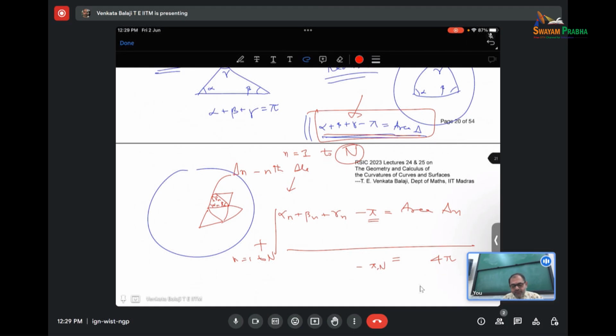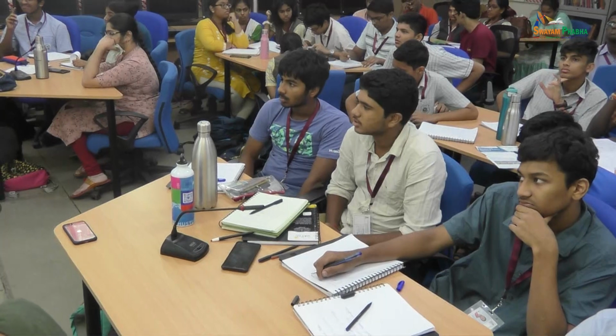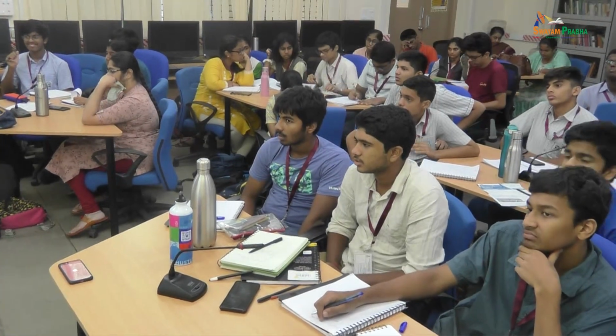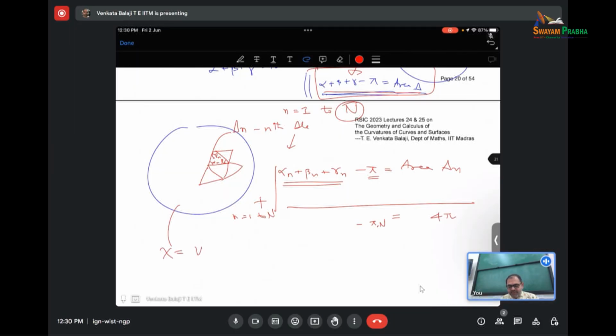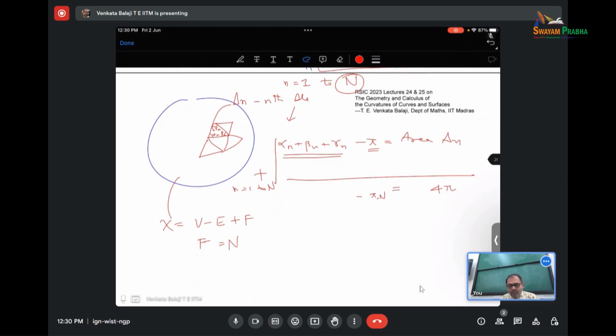And if you add all these guys, this is where the Euler characteristic will come in. The Euler characteristic will be V minus E plus F, right? And what is F? F is the number of faces, and each face is a triangle, so F is actually N. And what about how many edges and how many vertices you will have?